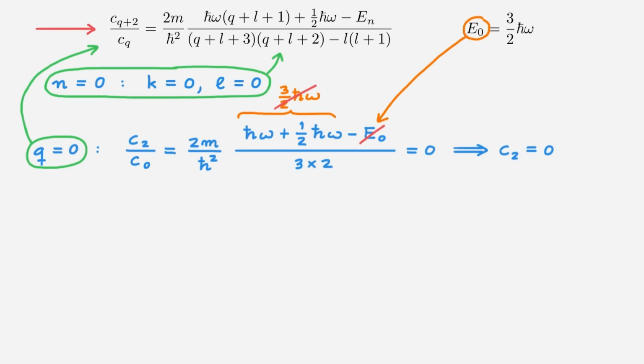Remember also that all expansion coefficients vanish for odd q. Putting these results together, we have that all expansion coefficients Cq are 0 for any positive q. In other words, the only non-zero expansion coefficient for the ground state is indeed C0.